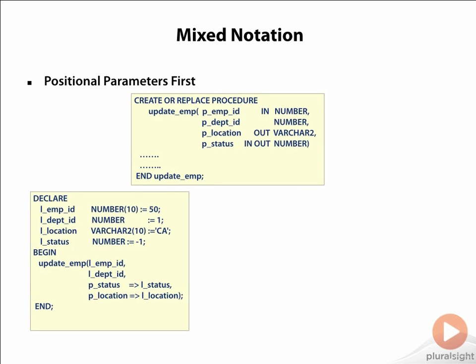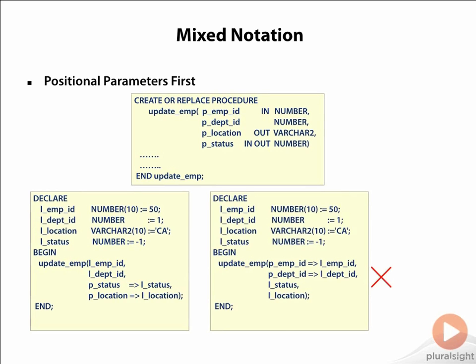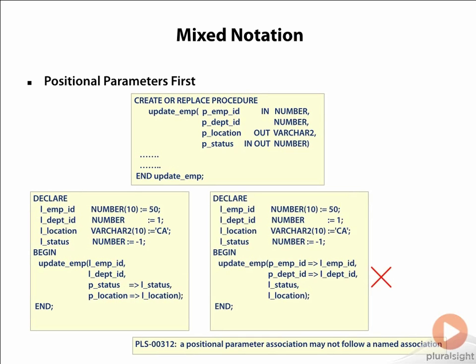So here in this code snippet, LEMPID is passed by position for PEMPID and LDPTID is passed by position for PDPTID. PStatus and PLocation are passed by named notation, being mapped to LStatus and LLocation. You cannot have named notation first followed by positional notation. If you try and do this, Oracle will give you an error, PLS-00312, a positional parameter association may not follow a named association.